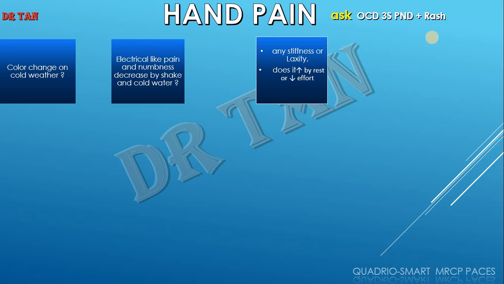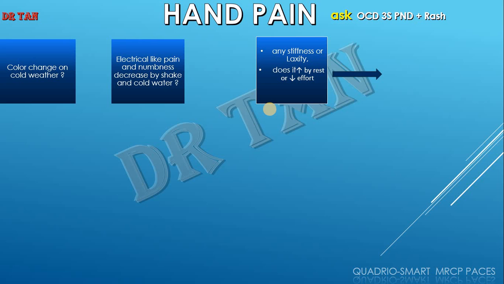Then the next question will be, does it increase with rest or decrease with effort? Actually, you can ask it that way, which is not the best way. In my opinion, I can ask, does it increase throughout the day or is it improving throughout the day? So if he says it's improving once I start working, this goes with inflammatory. If he says yes, once I start working, my knee pain, my hand pain becomes worse and worse, this goes more with mechanical. So this is the way you will ask this question.